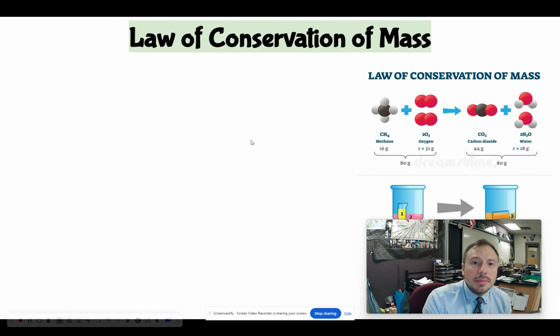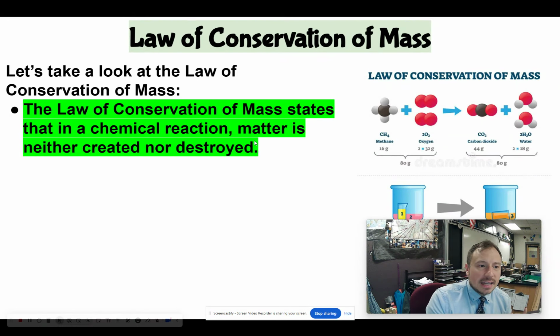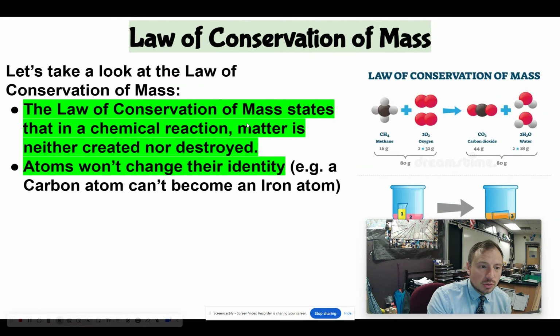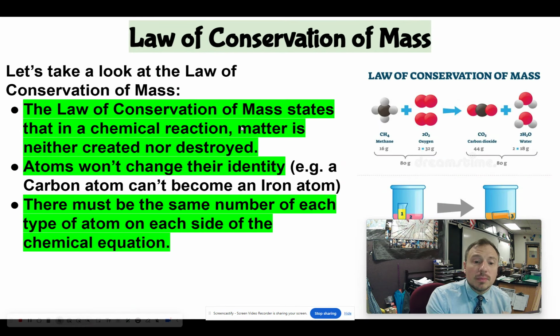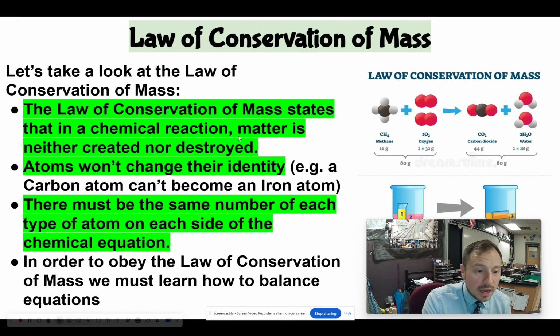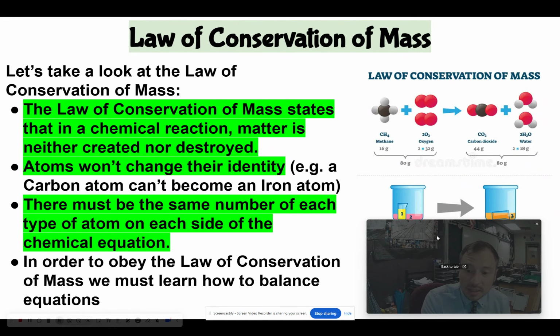So let's talk about the law of conservation of mass. It states that in a chemical reaction, matter cannot be created or destroyed, right? So atoms do not change their identity. So a carbon atom can't become an iron atom. Now there must be the same number of each type of atom on each side of that chemical equation. And that's why we balance the equation.